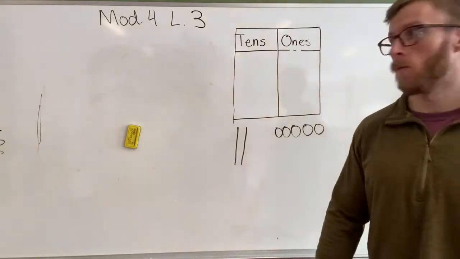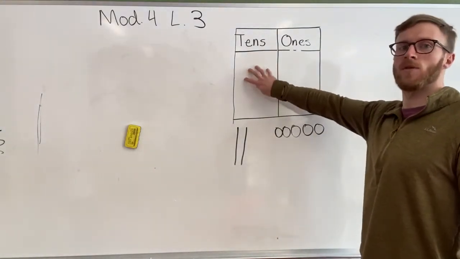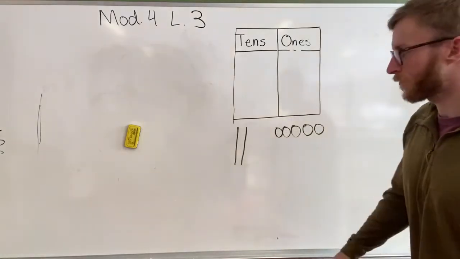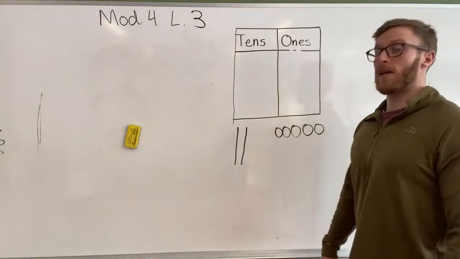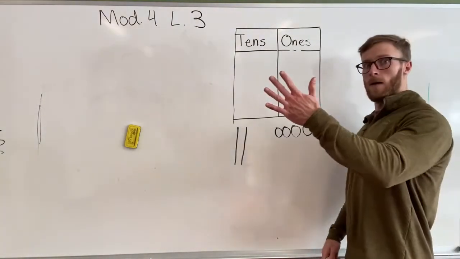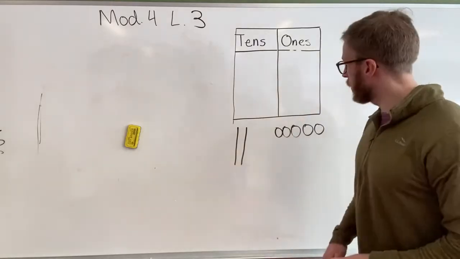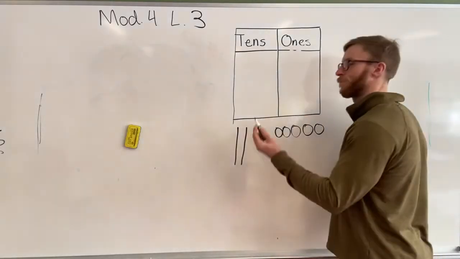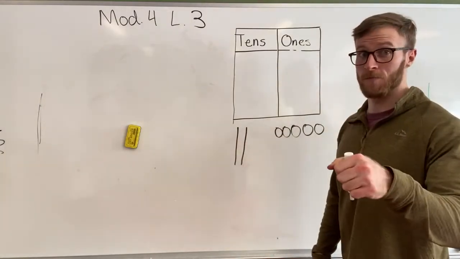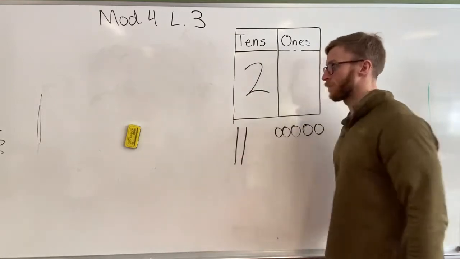All right, I want you thinking about what is the number that I should be writing in my tens place. Count the tens. I'll give you 5 seconds. All right, let's talk about it. How many tens do we have? 1, 2. We have 2. Did you get 2? I hope so. So we have 2 tens.